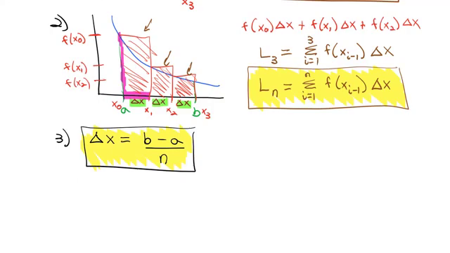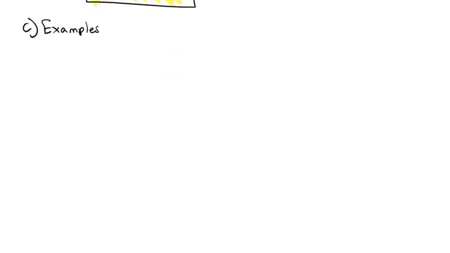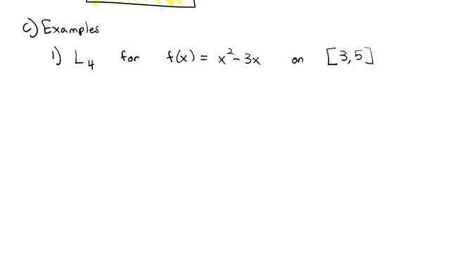All right, enough theory. Let's actually do some examples where we calculate some areas under the curve. What we're going to do is find L4, meaning we're going to split into 4 rectangles and hit the graph on the left for the function f of x equals x squared minus 3x. And we're going to do that on the interval from 3 to 5.